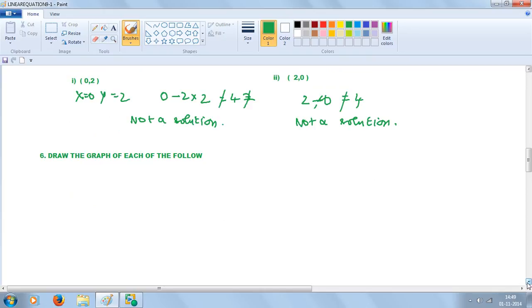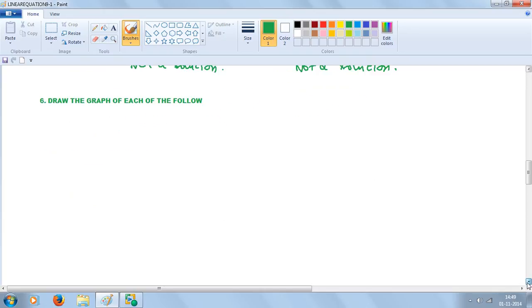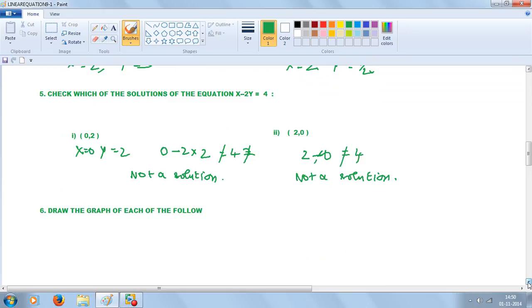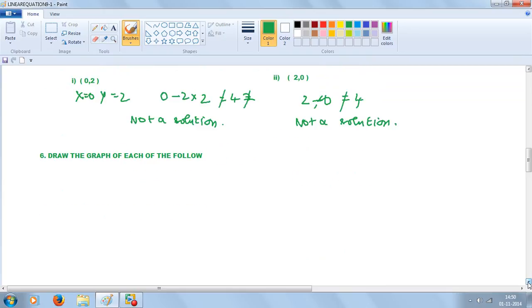Draw the graph of each of the following. Oh, that problem is not given. So I'll give a simple graph: y is equal to 2x plus c, where the constant value is 3. So we just try to draw a graph.